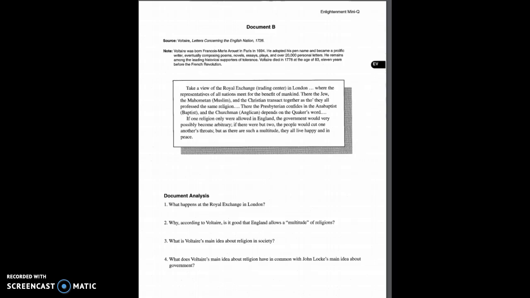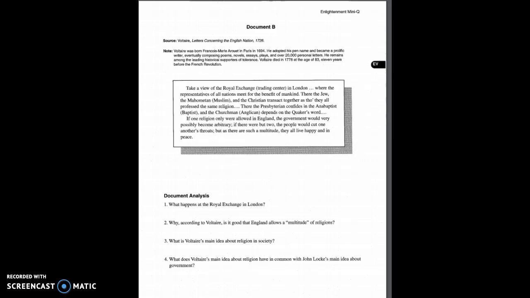Alright, so let's go ahead and start breaking down what Voltaire is getting at with this particular section. So it says, take view of the Royal Exchange. So remember, we already know that this is by the source, that this has to do with England. So the Royal Exchange, in parentheses, is a trading center. It's kind of a marketplace. It's in London. We're all representatives.